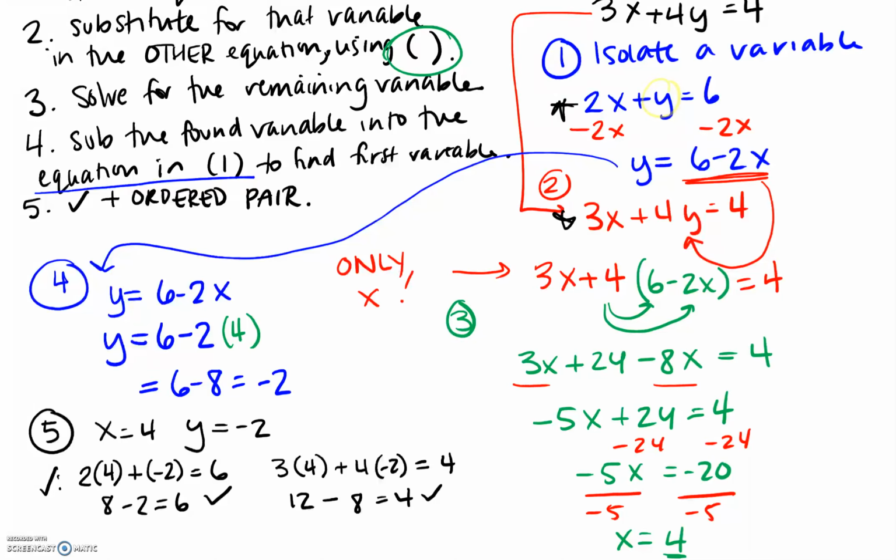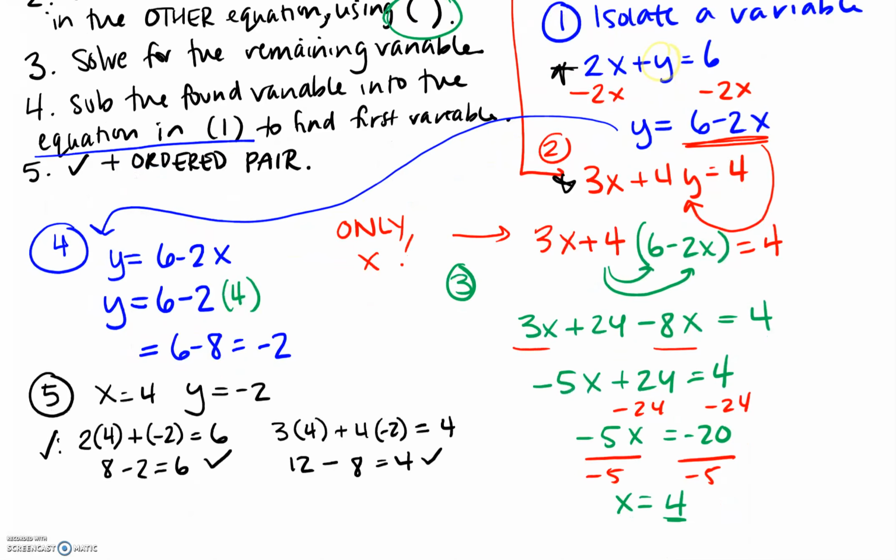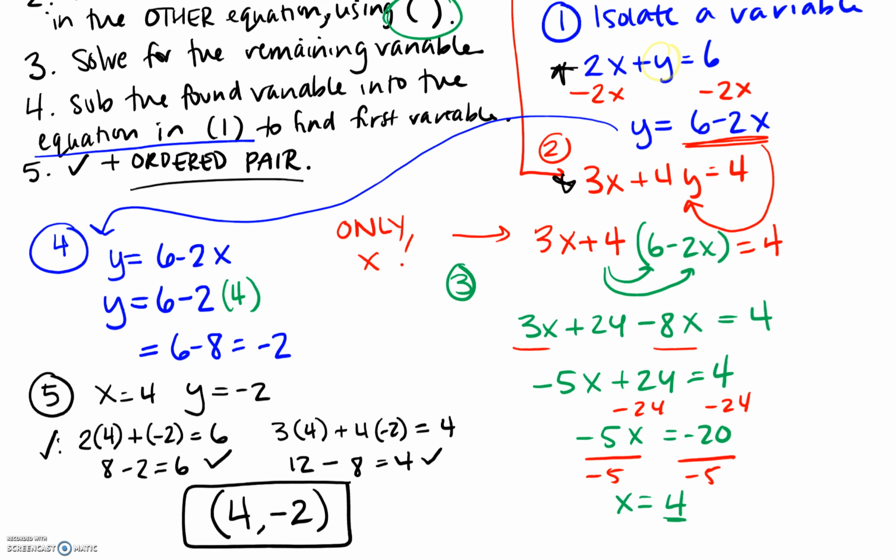The only thing we have to do now is to put it in a nice, beautiful ordered pair and box it up. So that is step 5. Check your work and then make sure you put this into an ordered pair. So that's solving using substitution.